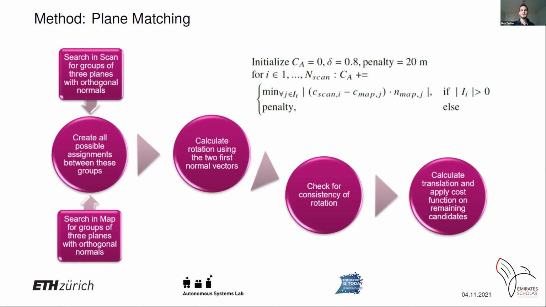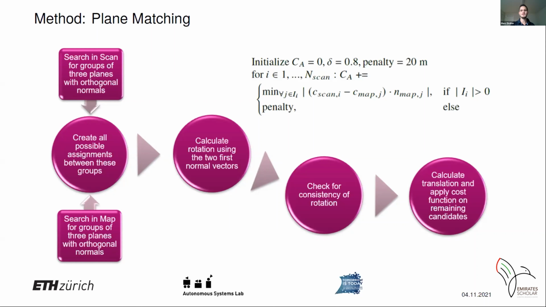Further assignments are then discarded by a rotation check, which checks if the rotation from the scan to the map frame calculated by the first 2 normals does align the third normal in the scan group with its equivalent in the map group. If this is satisfied, the assignment is considered a possible candidate.